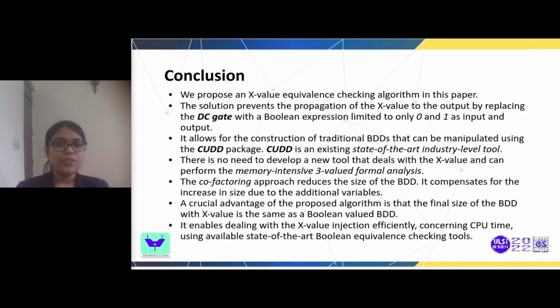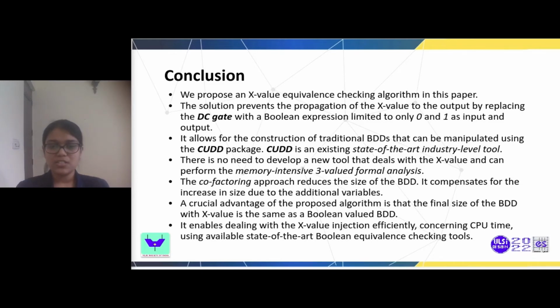In conclusion, we propose an X-value equivalence checking algorithm in this paper. The solution prevents the propagation of X value to the output by replacing the DC gate with suitable Boolean expressions limited to 0 and 1 as the input as well as the output. It allows for construction of traditional BDDs that can be manipulated using the Colorado University Decision Diagram package, which is a state-of-the-art industry-level tool with all possible optimizations. There is no need to develop a new tool that deals with the X value and can perform the memory-intensive 3-valued formal analysis. The cofactoring approach reduces the size of the BDD. It compensates for the increase in size due to the additional variables.